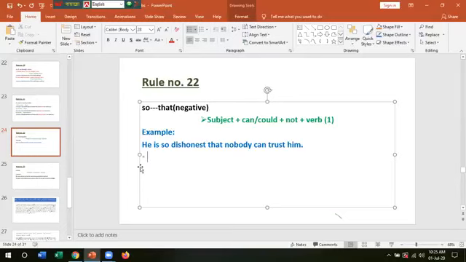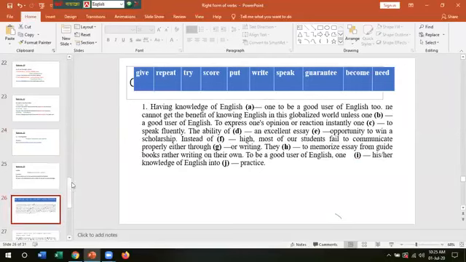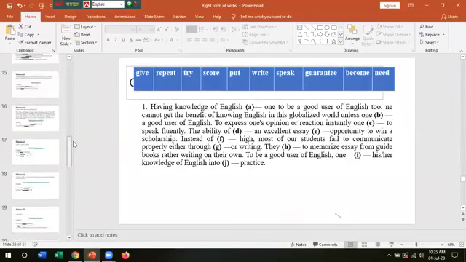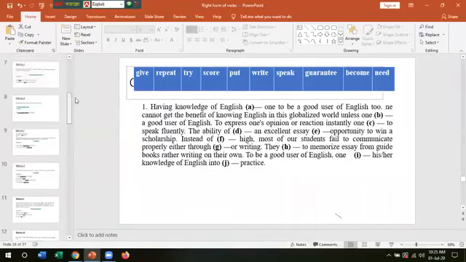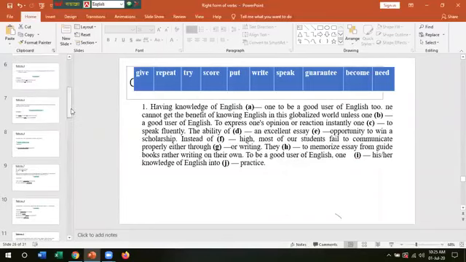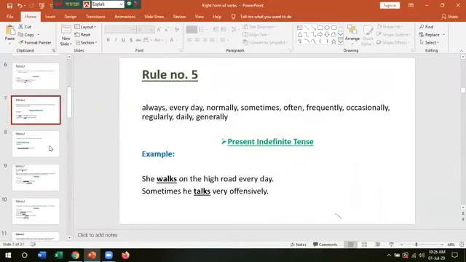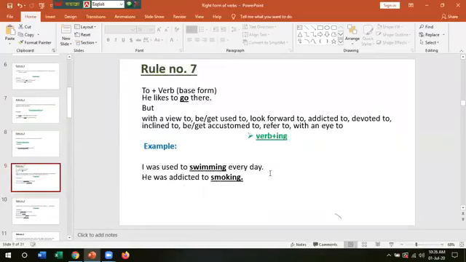Okay, let us proceed. Before going to practice, some of you wanted to know about rule number 7. You wanted clarification. Rule number 7. He likes to go there.